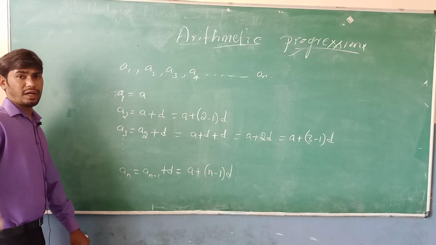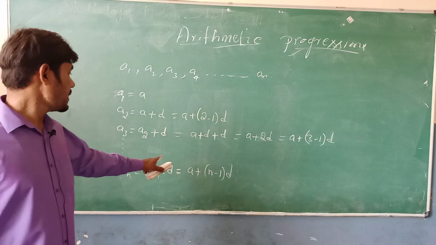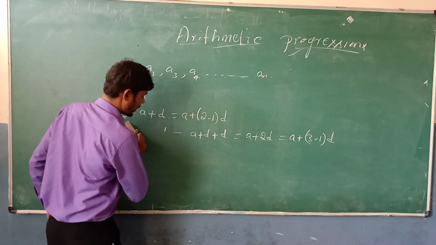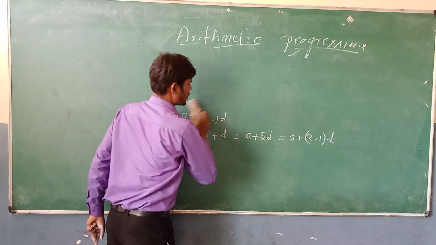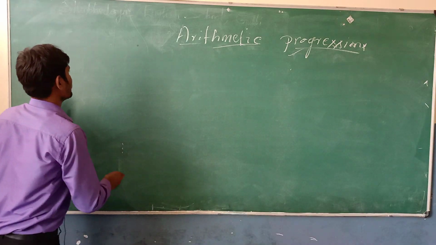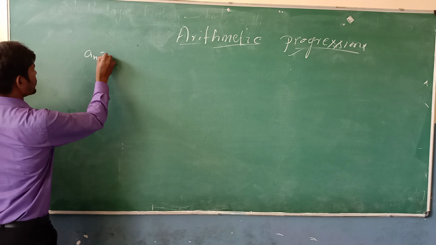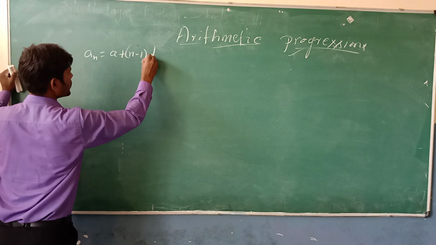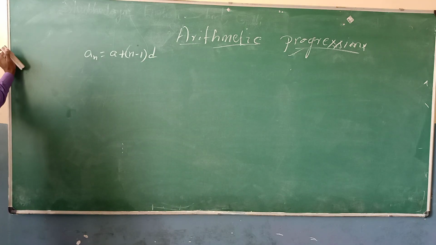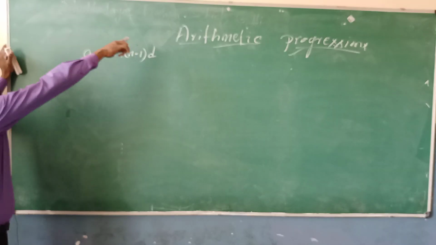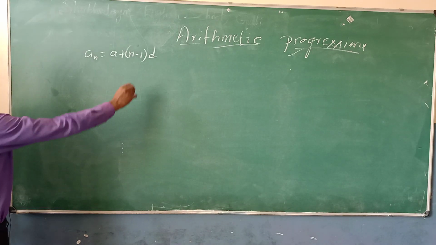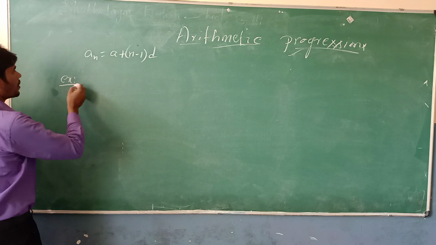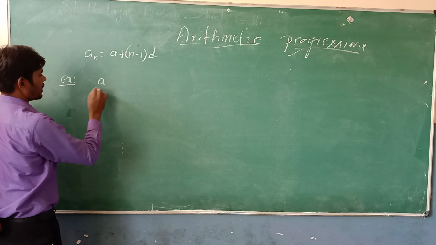This is how we find the nth term of an arithmetic progression. The formula becomes an is equal to A plus n minus 1 into D. For example, the first term will be A.